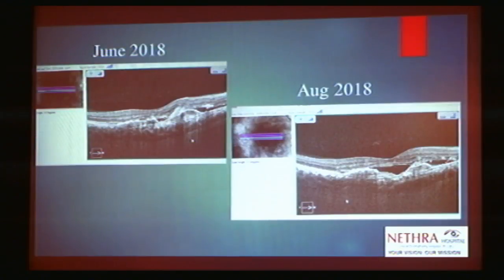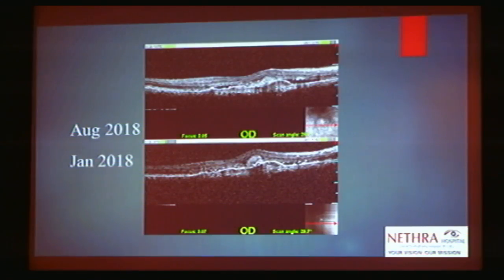This was even before starting the Avastin, and this is in August 2018 after Avastin. Only the subretinal fluid has been increasing or decreasing, but the CNVM complex as such has not responded either to Eylea or to Avastin. And this is the comparison picture between January 2018 and the top one in August 2018. So this is the picture.